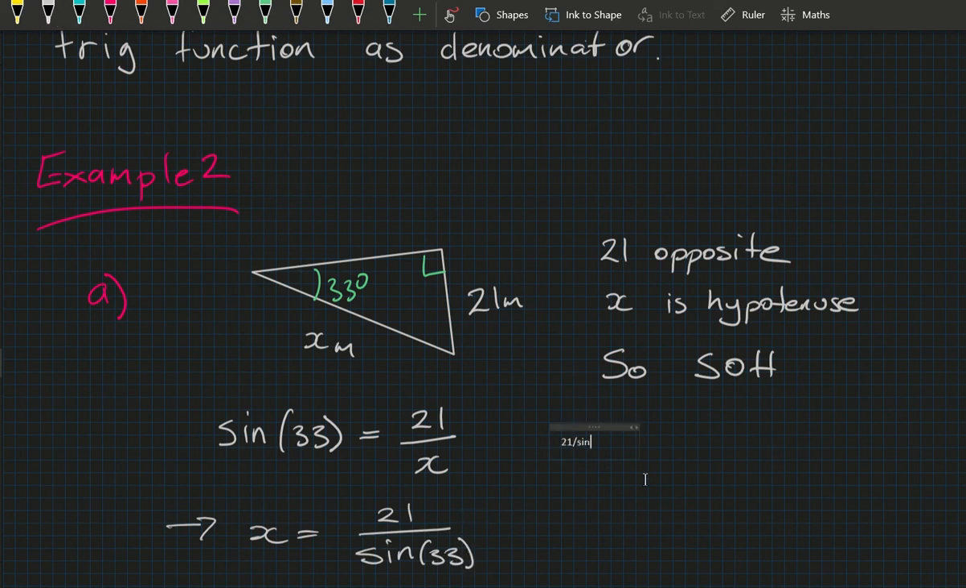And this is definitely a calculator problem. So if you squint, you might be able to see, but rounding that off to 2 decimal places, we're left with x is equal to 38.56. Oh, I should say meters.